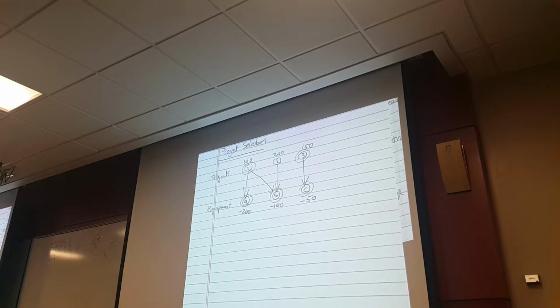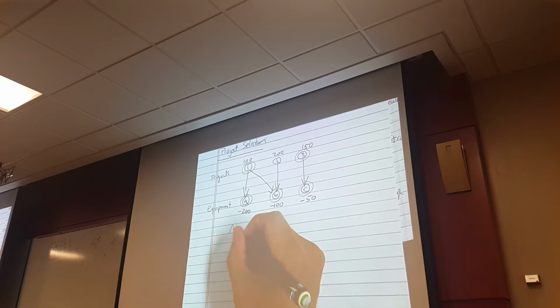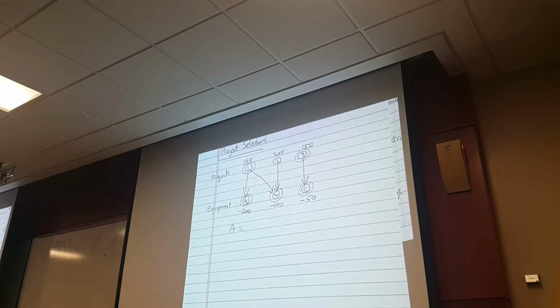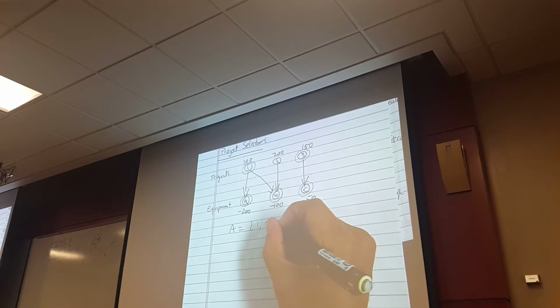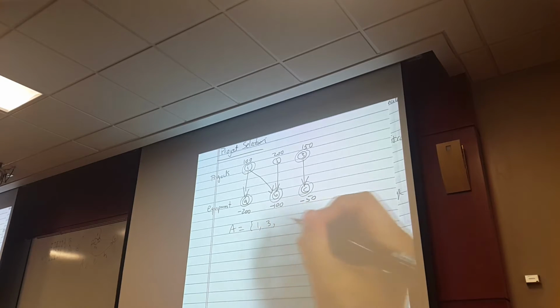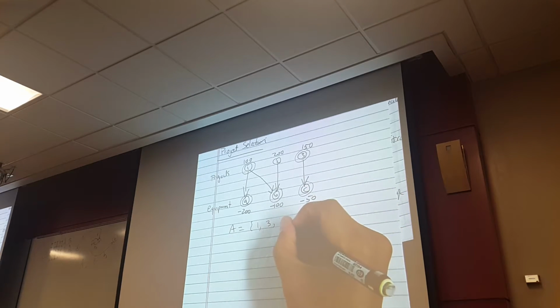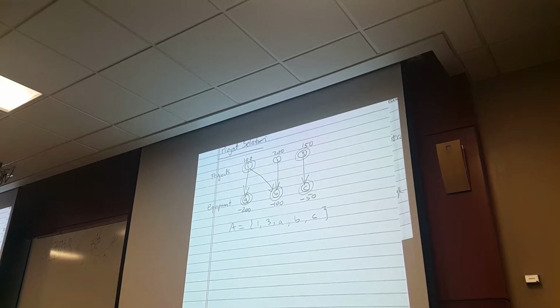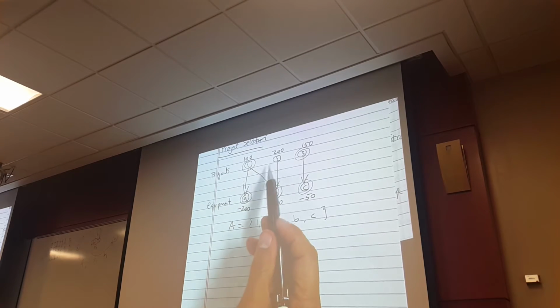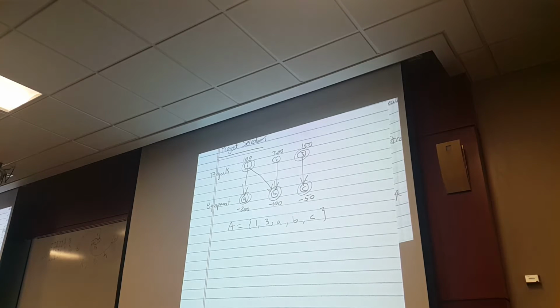Now if I looked at this, my set A, the set of activities that I will do, is going to be in this case 1, 3, and A, B, C. I think that would be feasible, right? Because I don't need to do 2, but I guess I could.